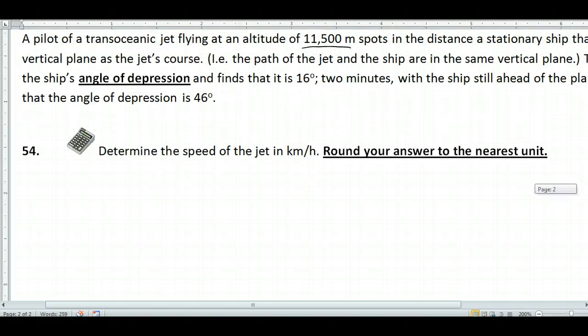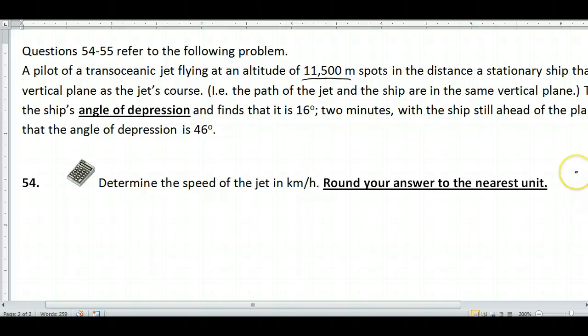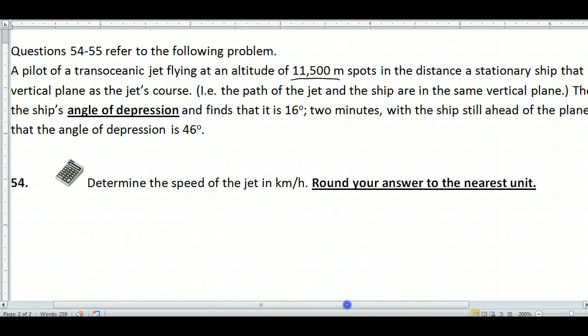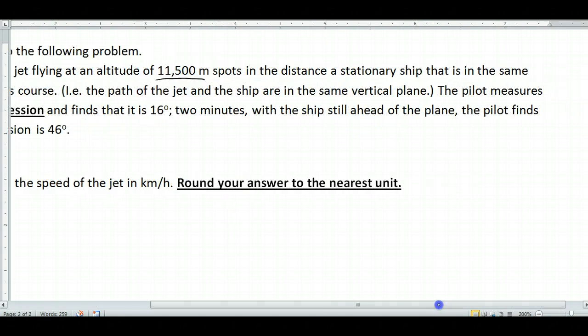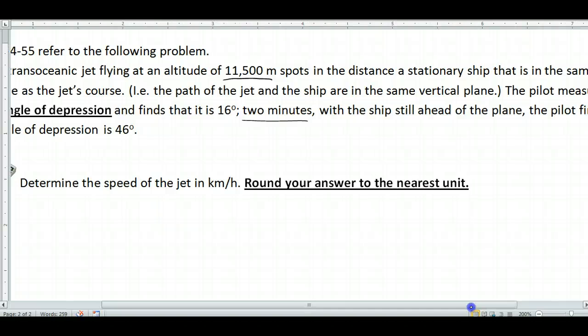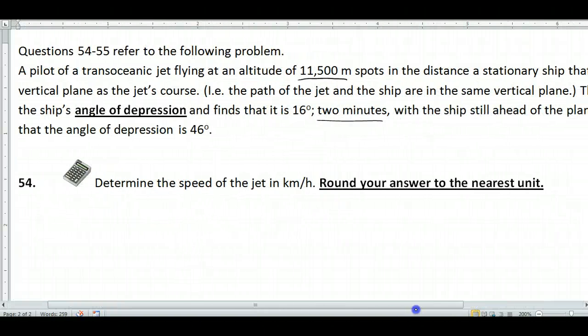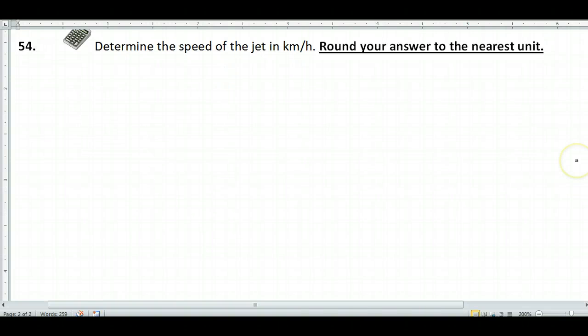The path of the plane and the boat are in the same vertical plane. The pilot measures the ship's angle of depression and finds that it is 16 degrees. Two minutes later, with the ship still ahead of the plane, the pilot finds that the angle of depression is 46 degrees. And we have to find the speed of the jet.